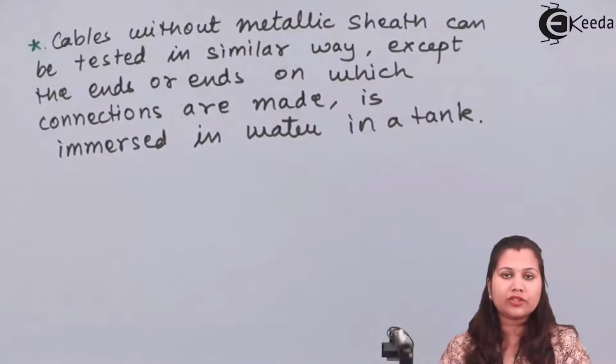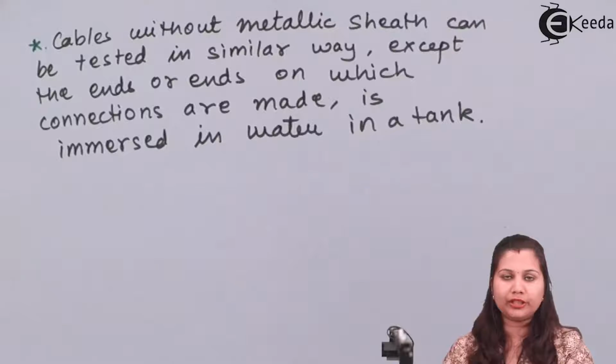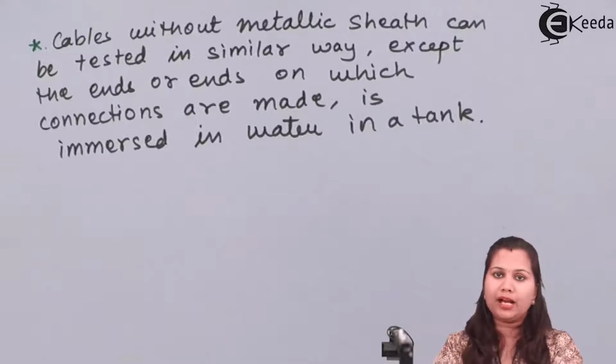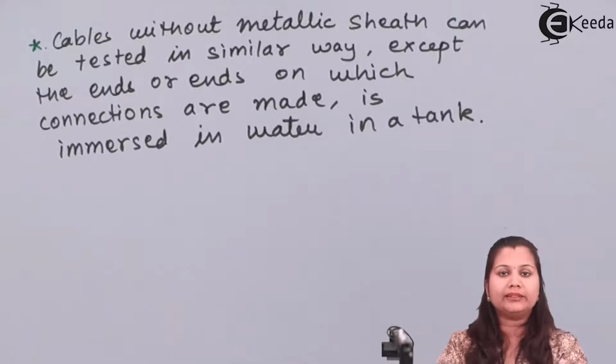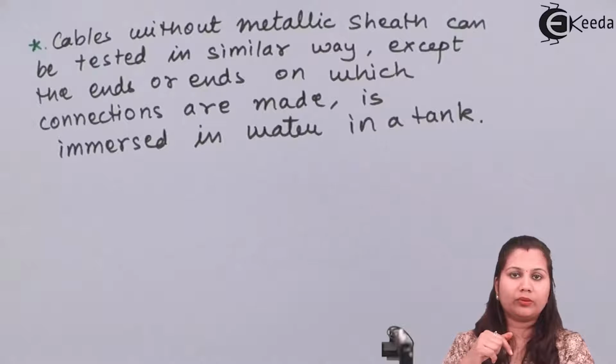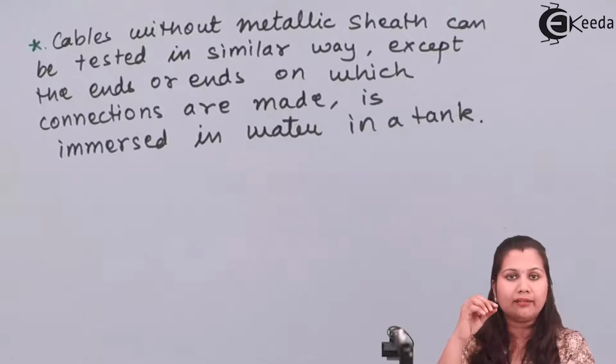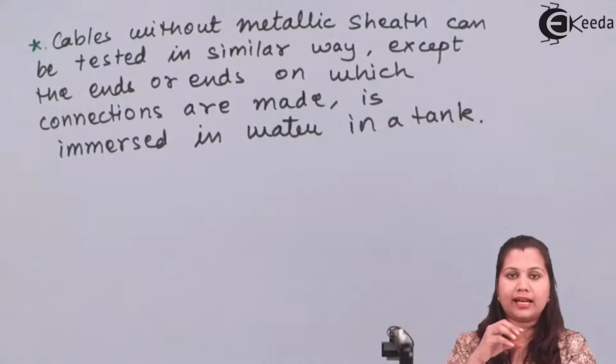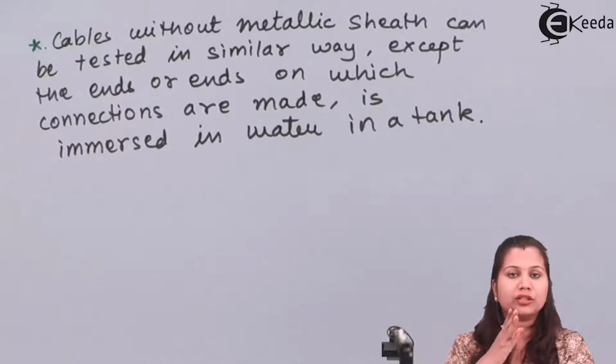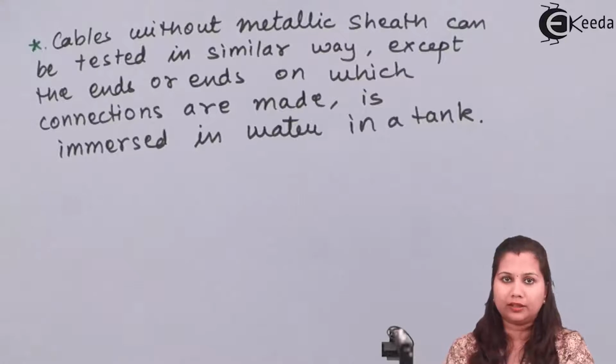The cables which are without the metallic sheath, we can measure the resistance of those cables in the same way in which we measure for the cables with the metallic sheath, meaning a guard wire is used. That guard wire is surrounded across the insulating material, and the galvanometer is connected, which is going to measure the current through the conductor.